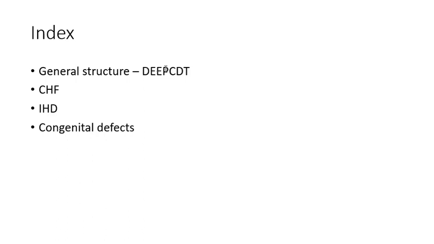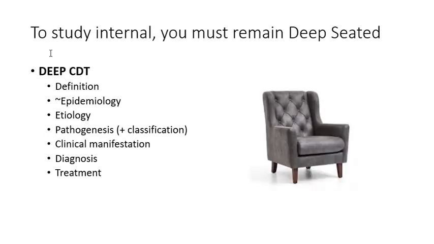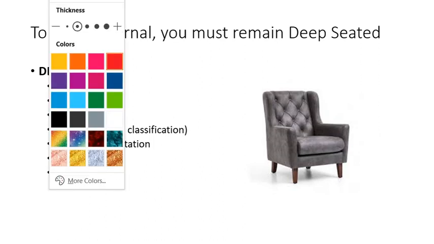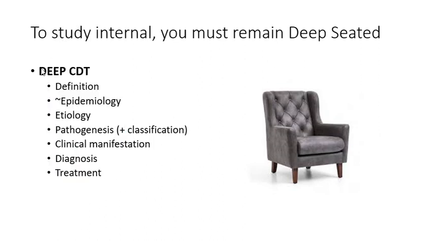So the mnemonic is DEEP-SEATED. It goes like this: to study internal medicine, you must remain deep-seated, like you would be right there on that couch. So D is definition, E is epidemiology. Epidemiology is plus minus. You don't always have to mention it, since people aren't always interested in it in a final exam, for example. Etiology is the cause. Pathogenesis is the mechanism of how the disease develops.